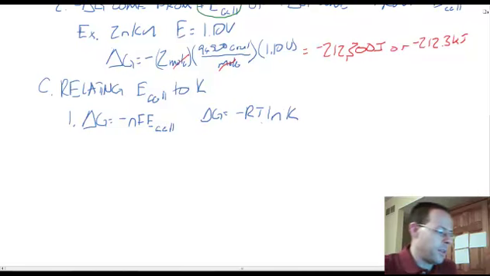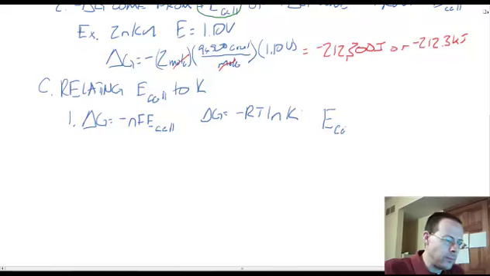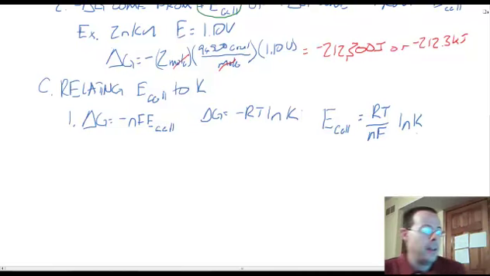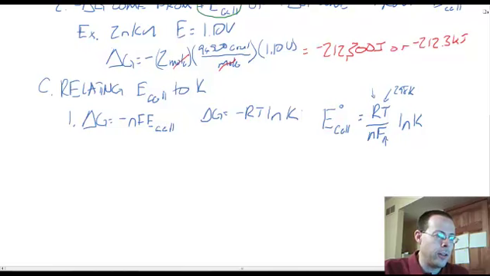And if we set those equal to each other and solve for E, we're going to get this equation. It says that E cell equals RT over NF ln K. And a bunch of these end up being constants. R is a constant, F is a constant. T, if we're talking about standard conditions, so we put a little knot here, T is going to be 298 Kelvin.